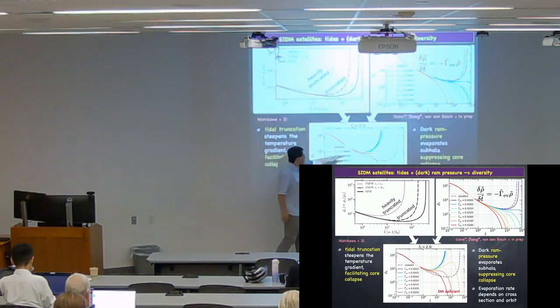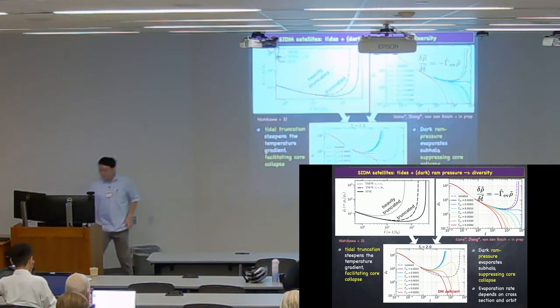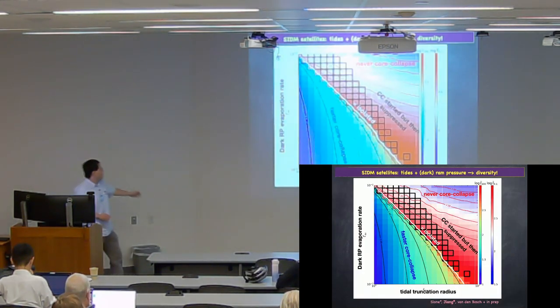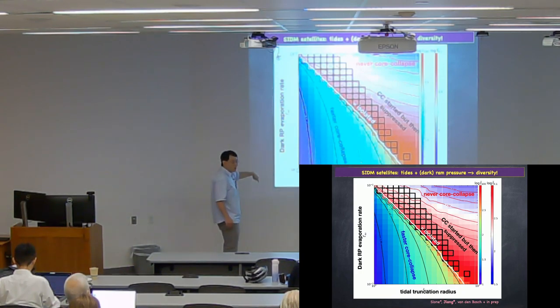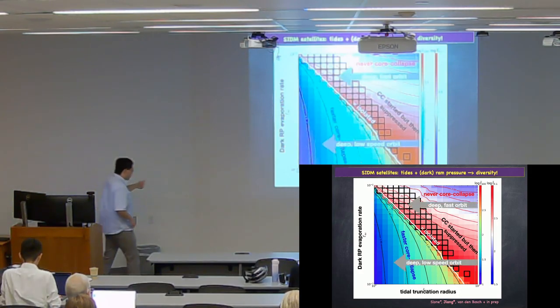Depending on your ram pressure stripping rate, you can core collapse and then be suppressed to become dark matter deficient, or you can directly become dark matter deficient. And this is a parameter space spanned by dark ram pressure evaporation rate versus tidal truncation radius. You get basically two or three regimes. The lower left is the faster core collapse due to tidal truncation. The upper right is the never core collapse regime because of the strong ram pressure stripping. And where you are depends on your orbit.